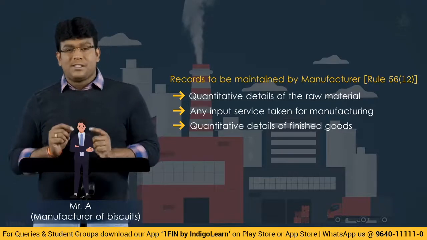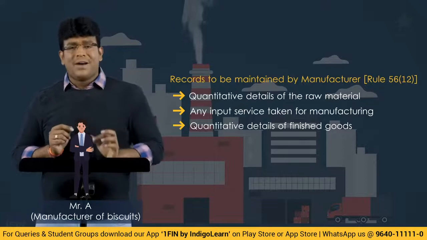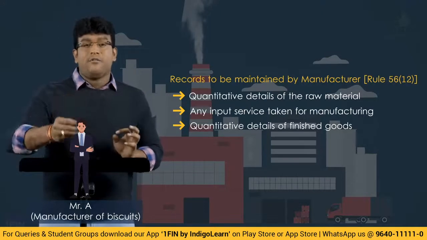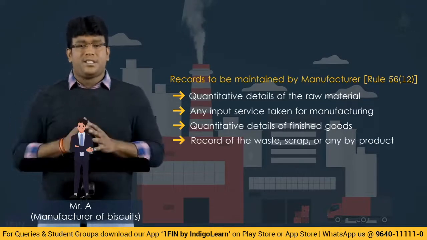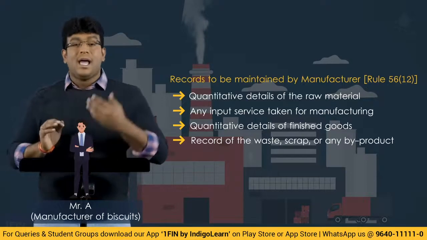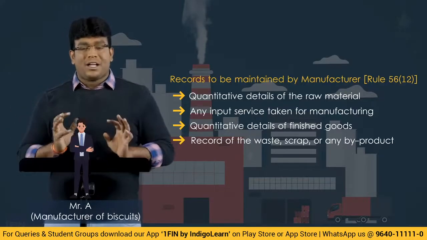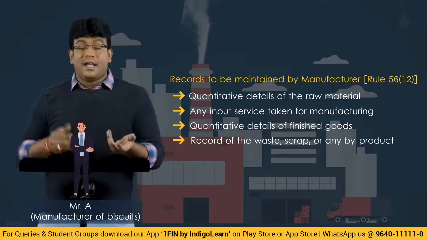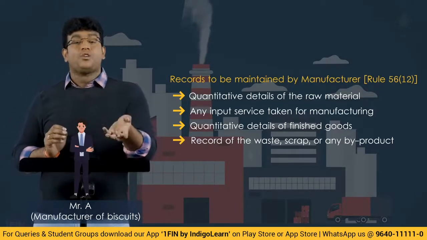Apart from this, my dear friends, one last point I'll tell you for a manufacturer is that the manufacturer should also maintain details or records pertaining to the waste or scrap generated, or any byproduct which has been generated. Because there is a possibility that in the course of manufacturing one product, some other byproduct may emerge. And during the course of manufacture, there is some waste or scrap which is generated, and there is a possibility that the waste or scrap also may be supplied or it may be disposed of.